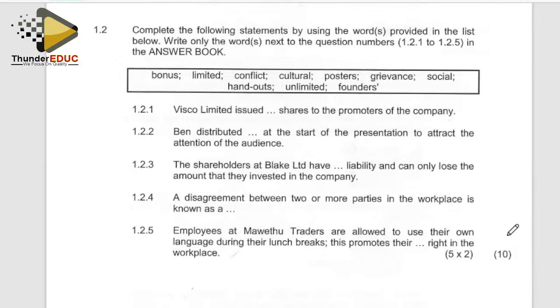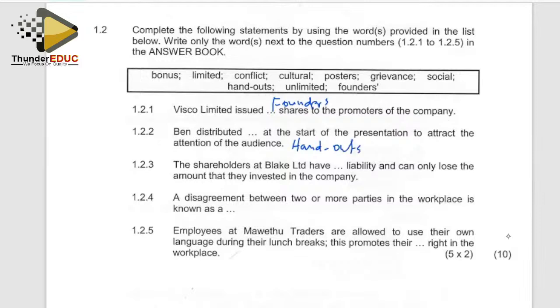So now 1.2.1 reads as follows. FISO Limited issued their shares to the promoters of the company. This is nothing but founders' shares. Okay, right. So now let's check 1.2.2. Ben distributed DASH at the start of the presentation to attract the attention of the audience. So now in this regard, our appropriate answer is going to be hand out.